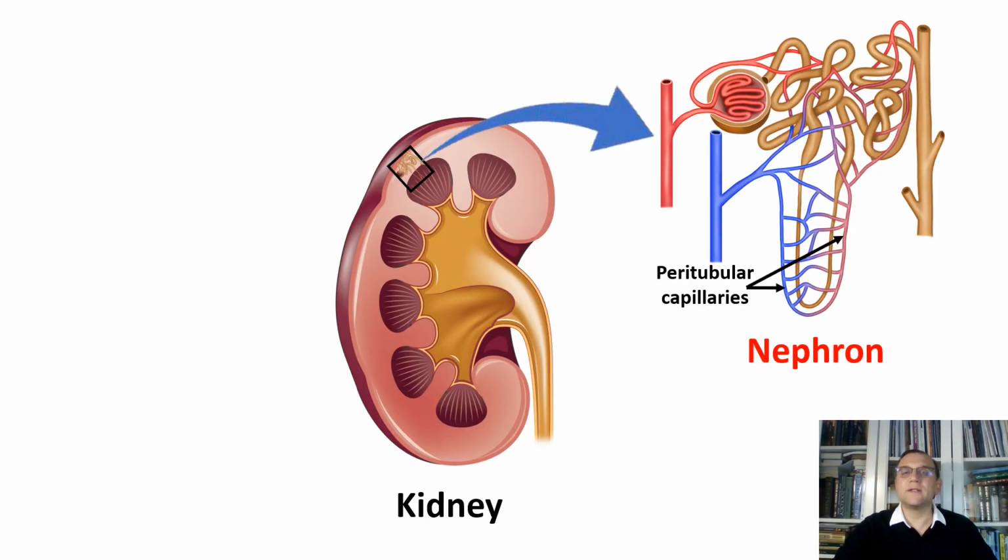The nephron is the functional unit of the kidney responsible for filtering blood and producing urine. Each kidney contains 1 million nephrons. This combined effort helps maintain the body's fluid balance, regulate electrolyte levels, and eliminate waste products from the blood. Now I will briefly overview the structure and function of the nephron.